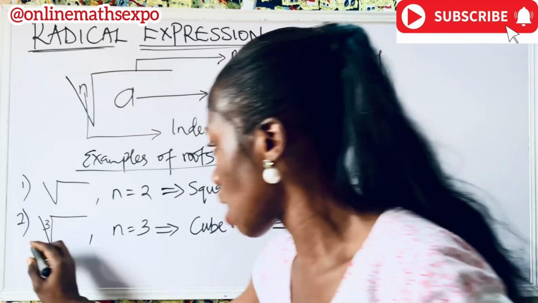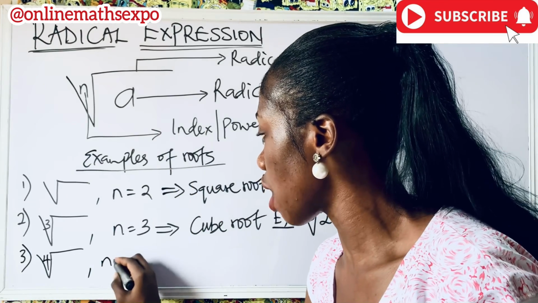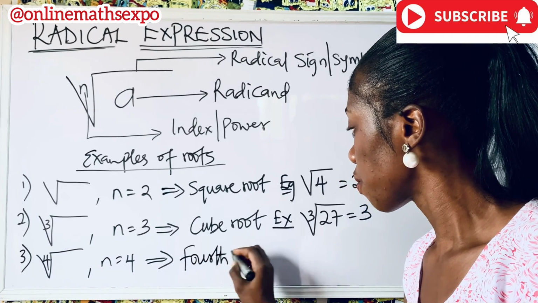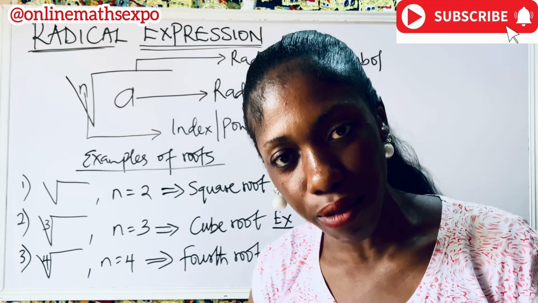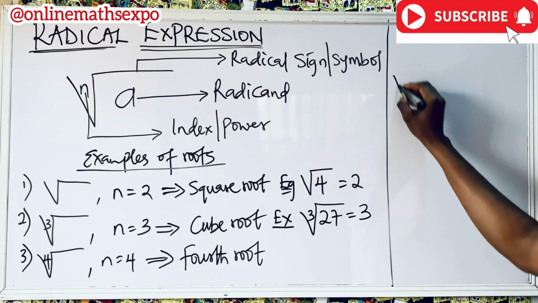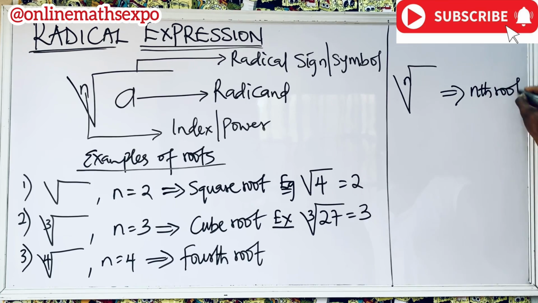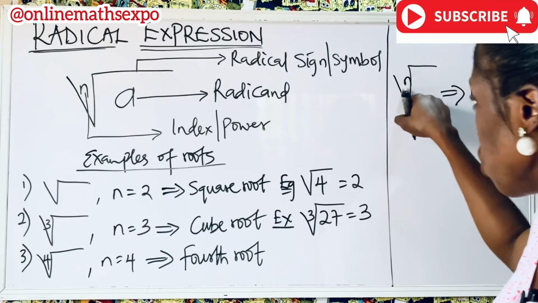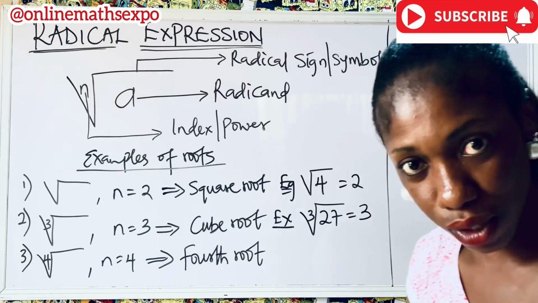Now let's take another example. Another one is the 4th root. Here you notice your n is 4. So we call such the 4th root. We also have the 5th root, 6th root, 7th, and the rest. So generally, we can represent it in this form. We just call it the nth root. So if you want to mention 5th root, that means your n will be 5. If it's 6th root, it will be 6, and the rest of them.